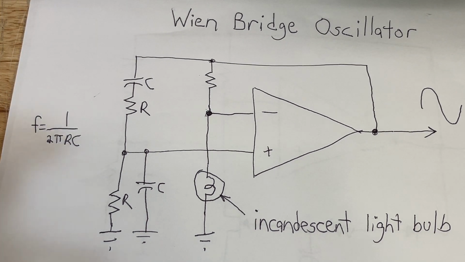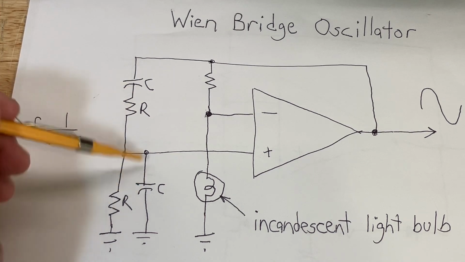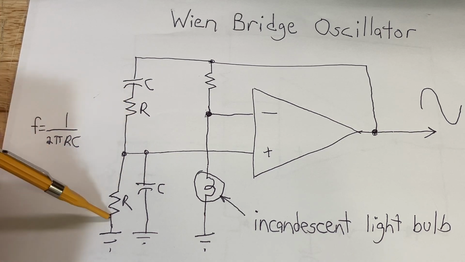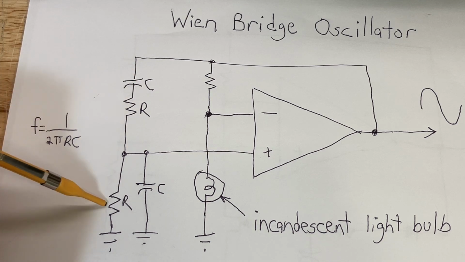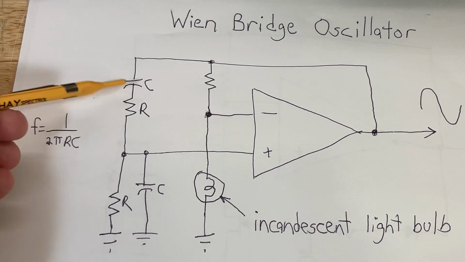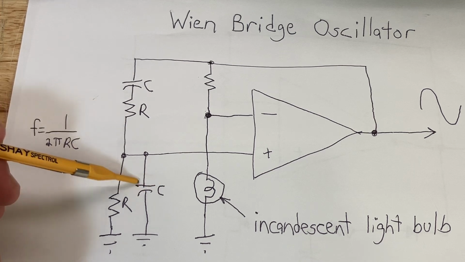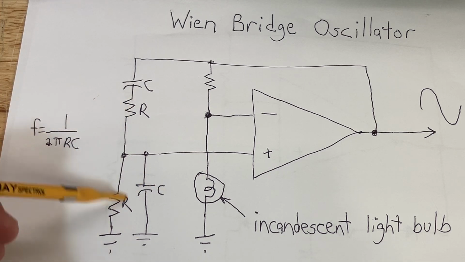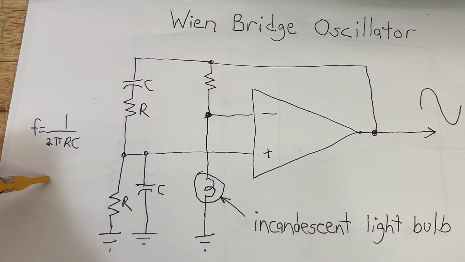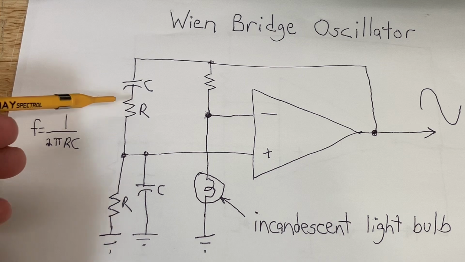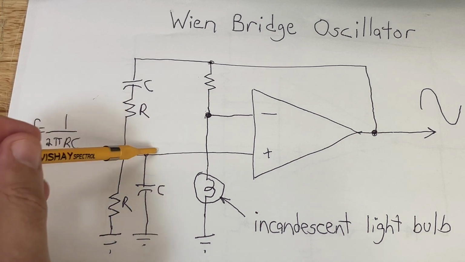And I don't have variable capacitors or variable resistors that are ganged. So I'm just going to use a fixed C and a fixed R. And I actually chose 10 nanofarads for C and 10 kiloohms for R. And when you put those values into the formula, you get a frequency of something like 1.5 kilohertz. Okay, so that's the frequency that this thing should oscillate at.